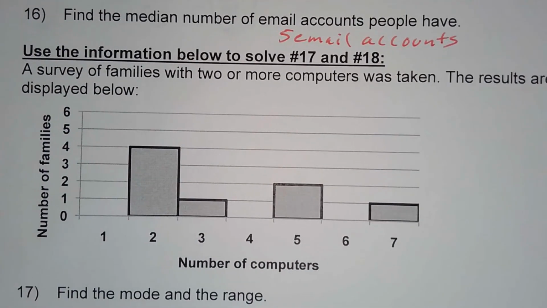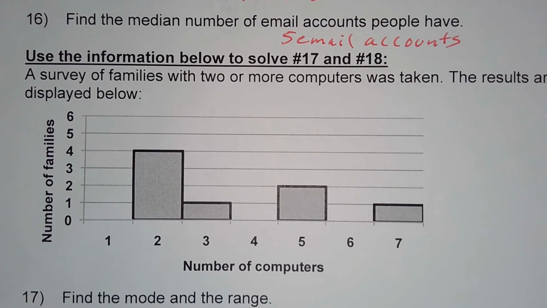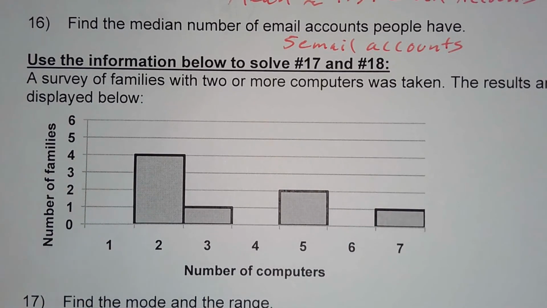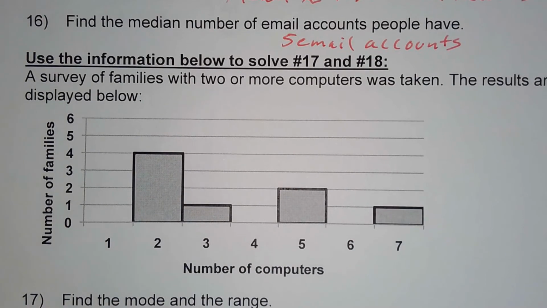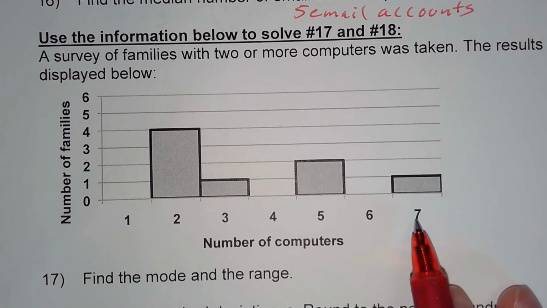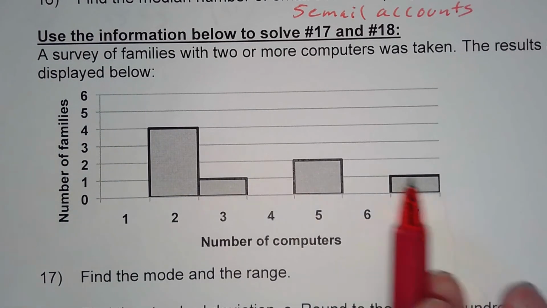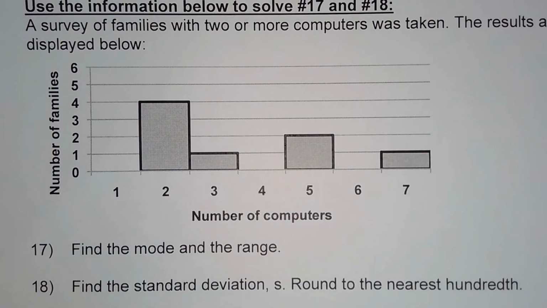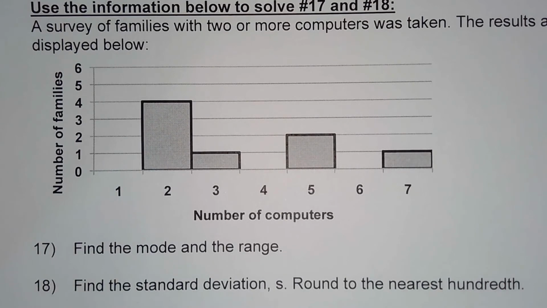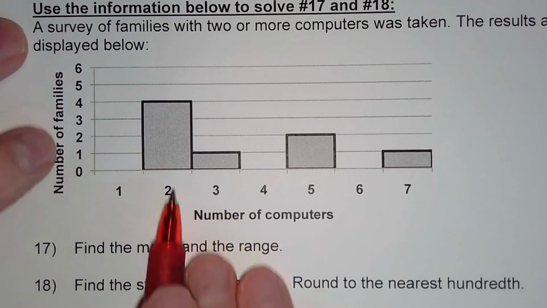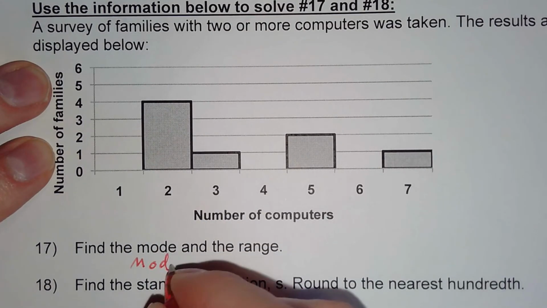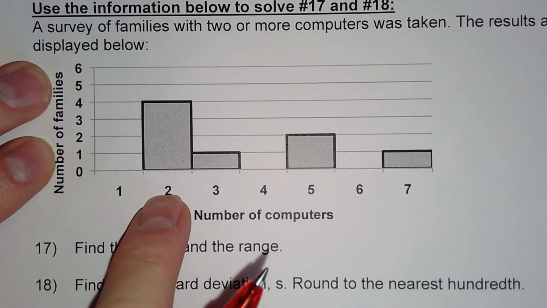All right, here's another one that uses the information to solve 17 and 18. So here we have a survey found with 2 or more computers taken. The results are displayed below. So these are the number of computers, and these are families. So again, this is my data. This is my frequency. So the first thing they ask is to find the mode and the range. Well, the mode is where we have the most families. Most families have 2. So the mode's not 4, the mode is 2.